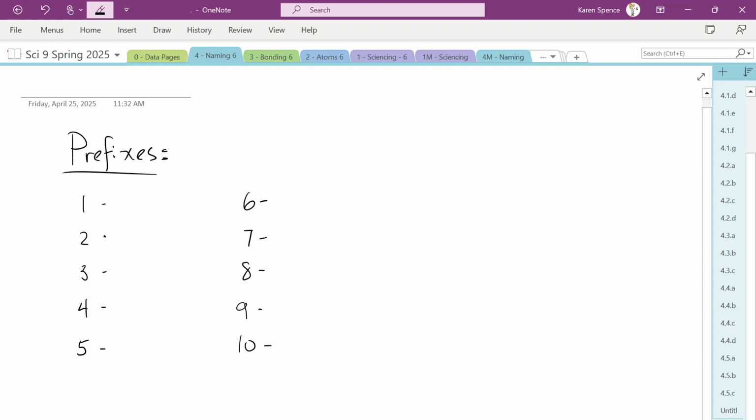So take this as a chance to do some spaced repetition. Get yourself a piece of paper, or you can write them on the cover of your workbook, okay? Which might be a good place to do it.